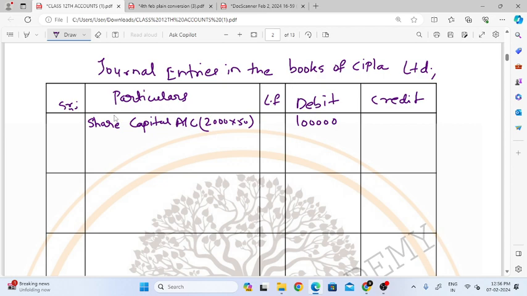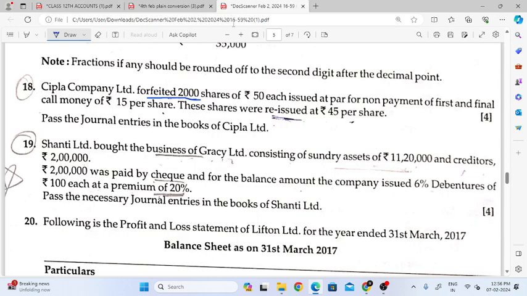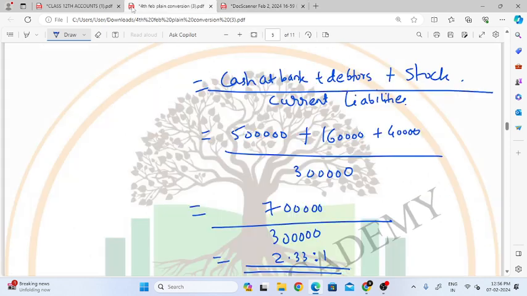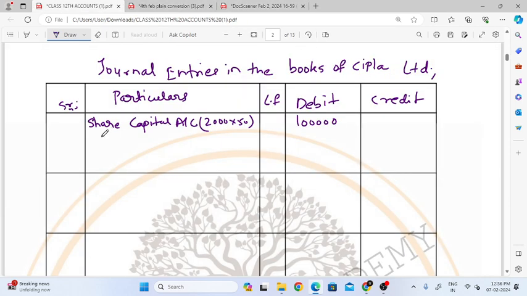Okay, then next, rupees 50 each issued at par for non-payment of first and final call money of rupees 15 per share. So first and final call money were not paid. So how are we going to put it? There is a calls in arrears, no? Because they have not paid the amount. So to calls in arrears, that is 2000 multiplied by 15, which comes to 30,000.